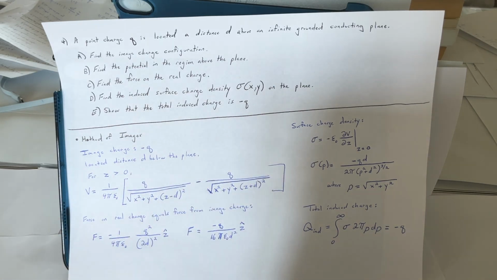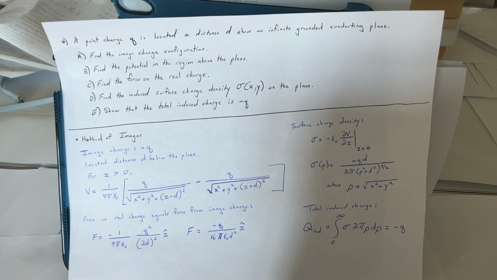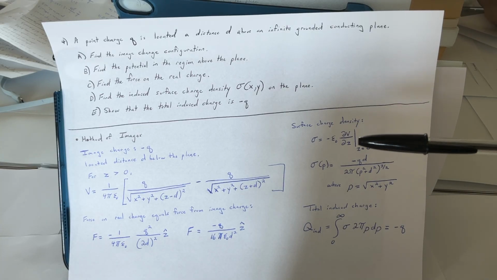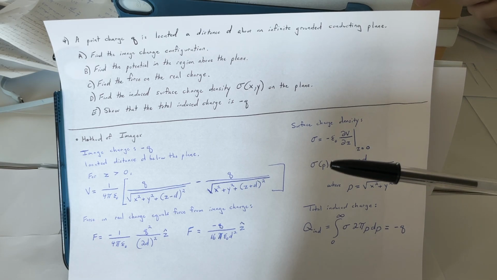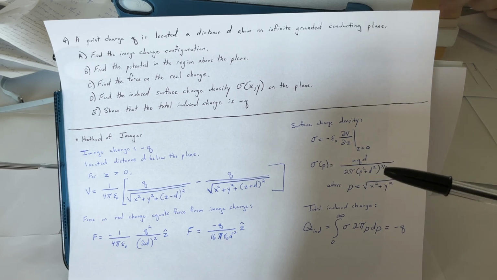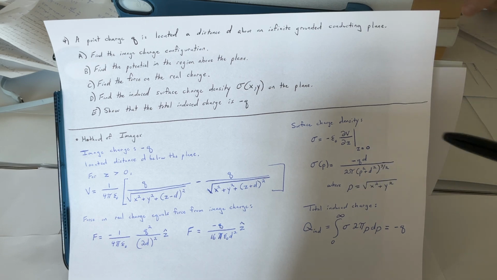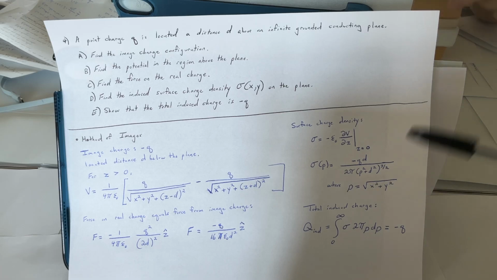For our surface charge density, sigma is negative epsilon naught times the partial derivative of V with respect to z, evaluated at z equals 0. Our sigma value here is going to be equal to negative Qd over 2 pi times this quantity here, where rho is the square root of x squared plus y squared.